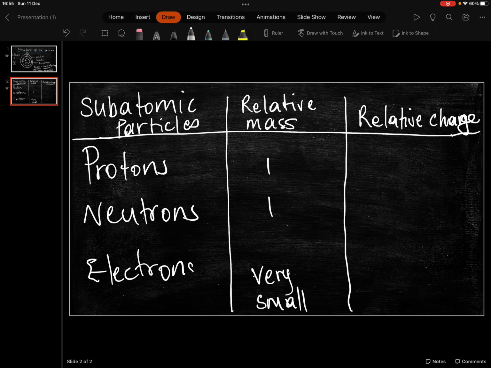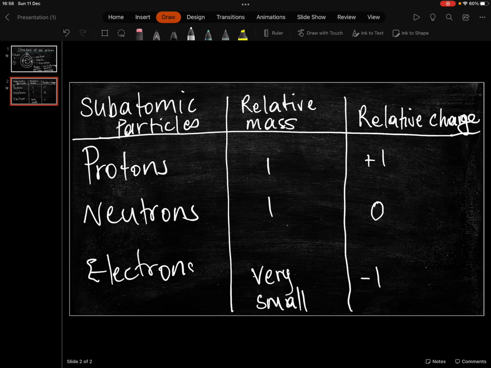All right. And then in terms of their charge, if you remember in the previous video, I said that protons are positive, neutrons are neutral, so they don't have a charge, and electrons are negative. So for protons, their relative charge is +1. Neutrons is 0 because it doesn't have a charge, and electrons is negative, so you give it a charge of -1. Okay, I hope that helps.